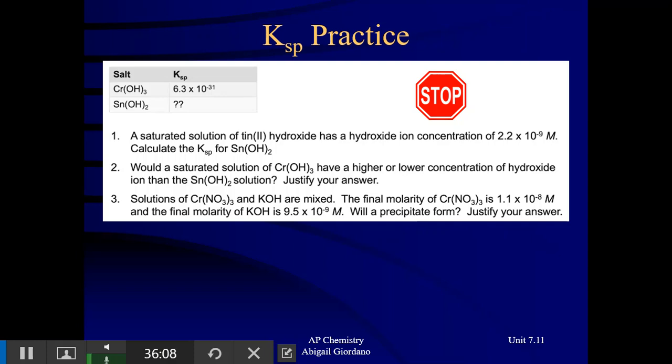This problem is especially nice because we don't have to do the whole M1V1 equals M2V2 thing. Look at what they've given us. The final molarity, meaning after these two things have been mixed, I can get my chromium molarity out of here, and I don't even have to do M1V1 equals M2V2. They are giving it to me. They're being very kind. And the final molarity, I can get my hydroxide molarity from here.